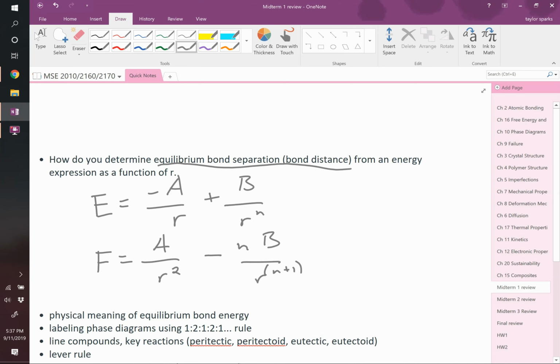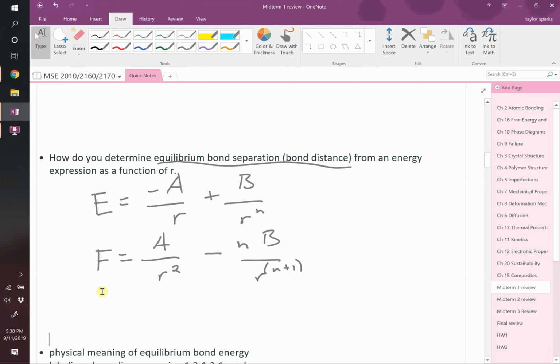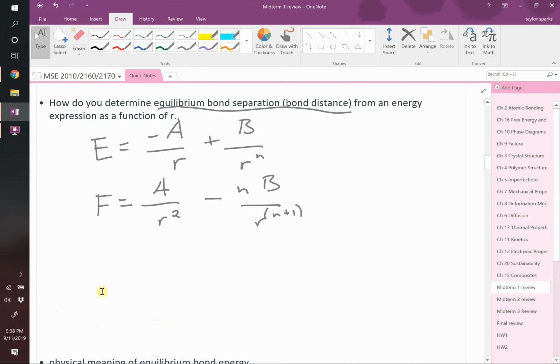Okay? So now you've got force. How do you get to equilibrium bond separation? Set the force equal to 0. That's when it is in equilibrium, when there's no net force on it. So at F net equals 0, we have R equal to R naught. When you set that equal to 0 and solve for R, you will have R naught.